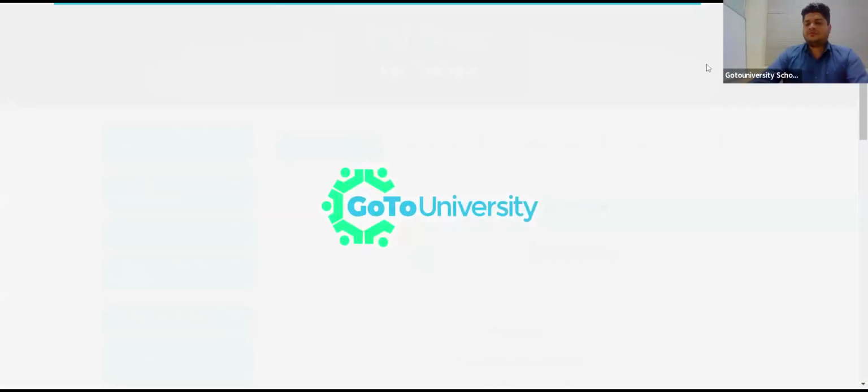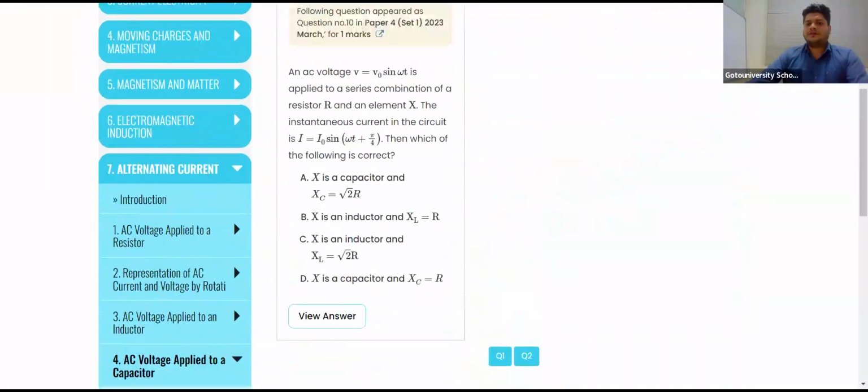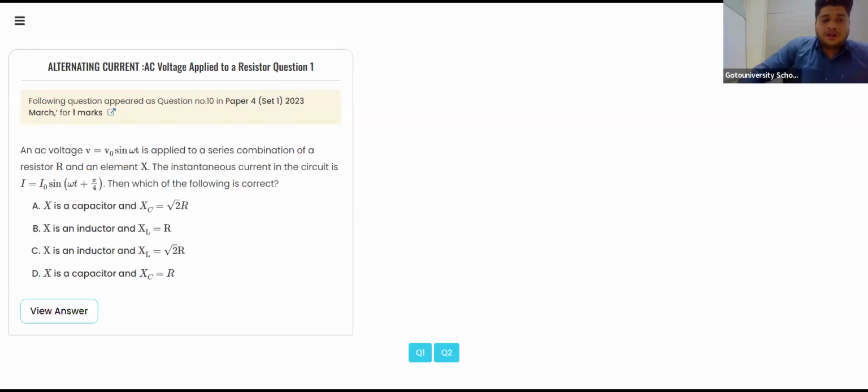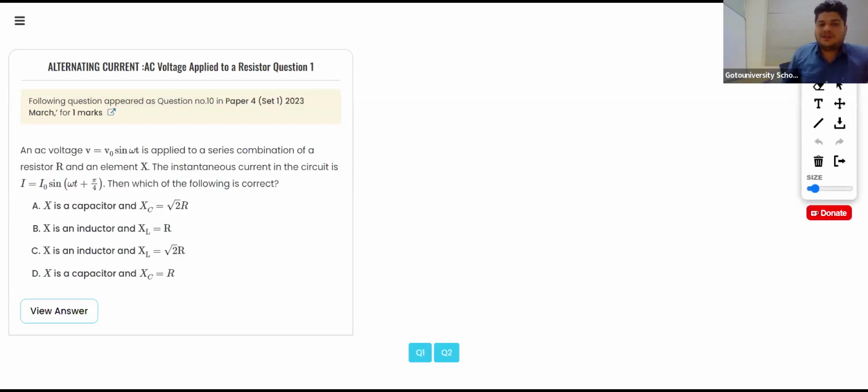Similarly for the capacitor. This question was asked in the year 2023 for 1 mark. The question is: in an AC voltage, V is equal to V naught sine omega t, R is a resistor and the element is X. The instantaneous current is given as I naught sine omega t plus pi by 4. Then which of the following is correct? See, it is pi by 4, plus. This is the case of plus, na? That means that is a capacitive circuit. If that is a capacitive circuit and the resistor is R, these two options will go out of the picture. What you will use here is the formula. Your resistor is R, so your option will be option D. Okay. Yes.